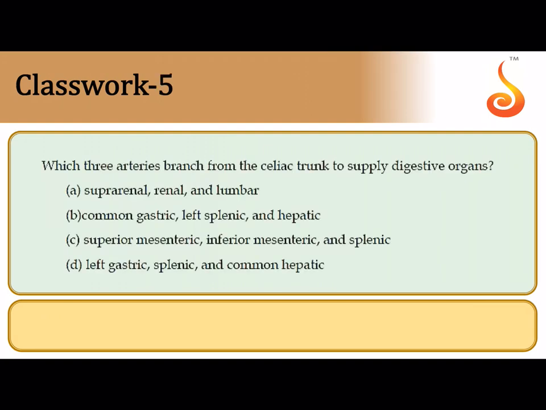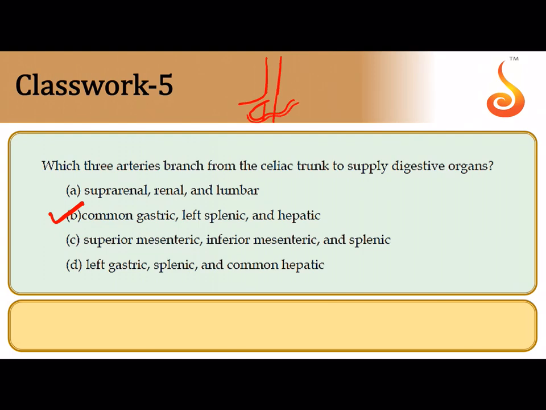Which 3 arteries branch from the celiac trunk which supplies the digestive organs? So what is the celiac trunk? In your abdomen, you have the abdominal artery. From the abdominal artery, an artery branches out, and this branch which comes out of the abdominal artery is called the celiac trunk. The celiac trunk gives out one of the branches which supplies your stomach.